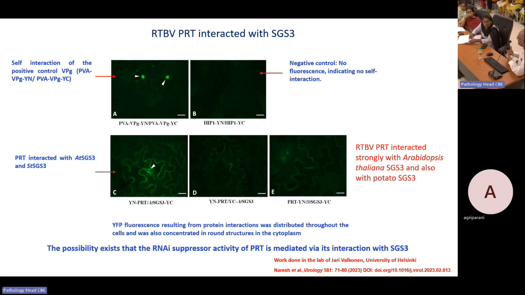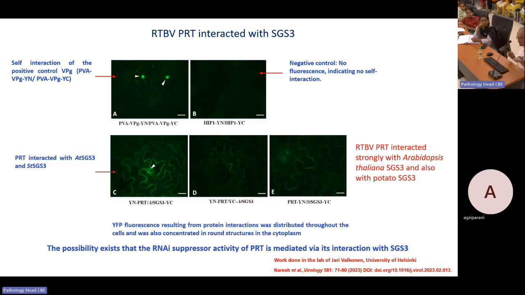Now, SGS3 is part of the RNA silencing machinery, and she showed that it interacts with SGS3 taken from arabidopsis. It interacts with SGS3 taken from potato, right? So, unfortunately, she could not see whether this interacts with SGS3 of rice. We did not have that particular clone. But in this paper, we have speculated that it must be interacting with, it's a virus which infects rice. So we have information that it interacts with a particular SGS3 from arabidopsis, SGS3 from potato. But we speculated that it must be interacting with SGS3 of rice as well.